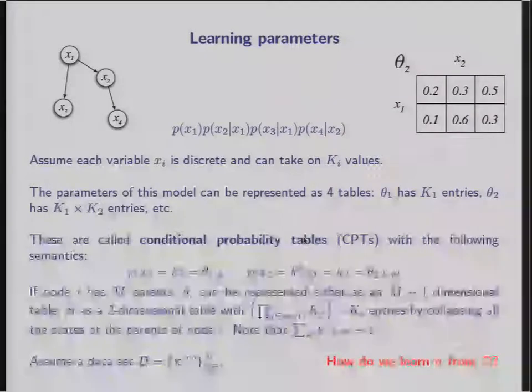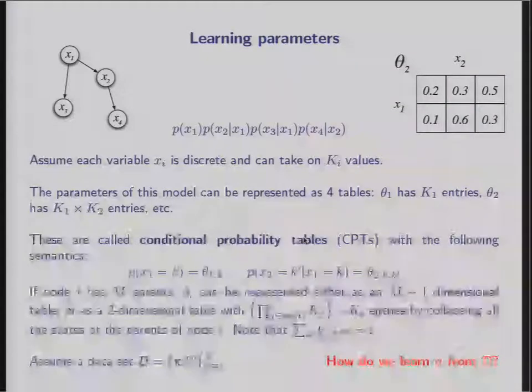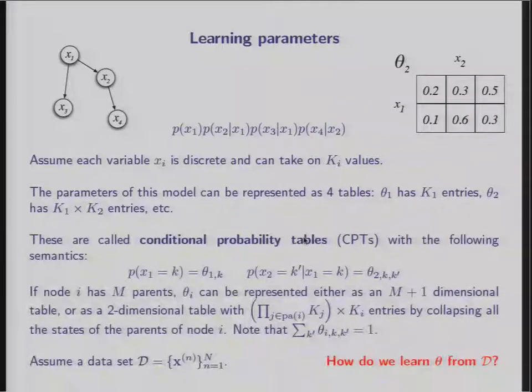Imagine I have a graph like this, and this graph corresponds to a factorization of the joint distribution of these 4 variables. What do I mean by that? Well, let's think about what each of these terms is. Each of these terms is a conditional probability of some variable given its parents.